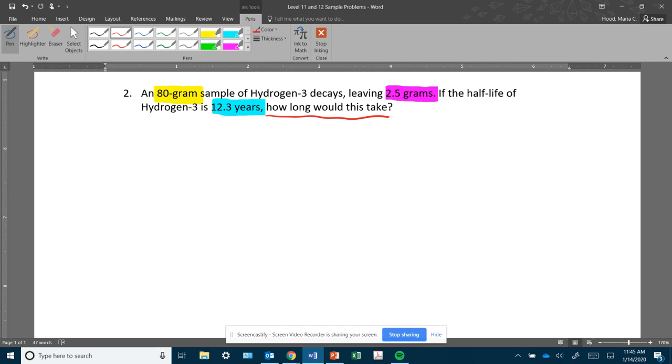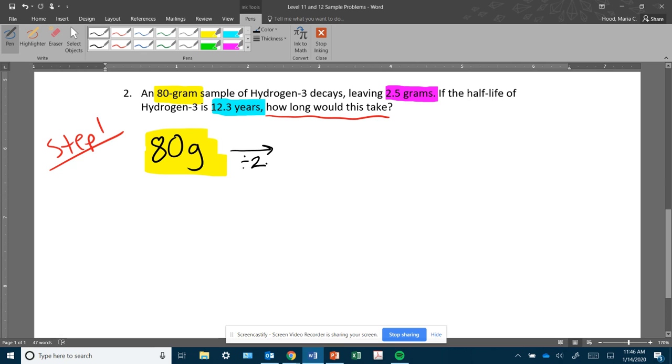We're going to split this problem into two steps. For step one, I'm going to start out with our original amount of 80 grams. If I want to find out how much is left after a half-life, I will take my original amount and divide by 2. This shows the amount that was decayed during our first half-life. So I'm going to label that 1. When I divide 80 by 2, I'll get 40 grams.